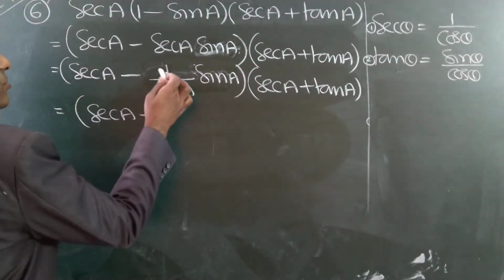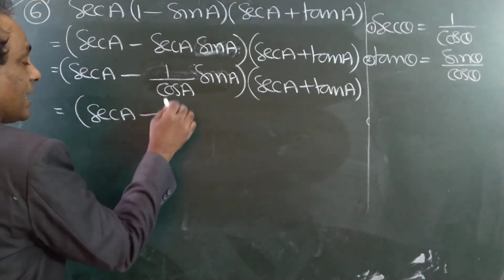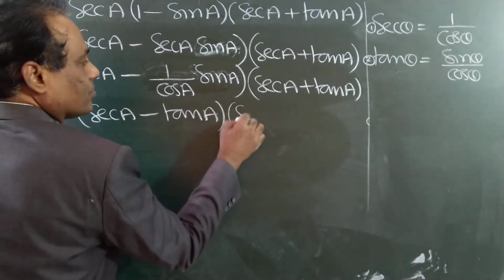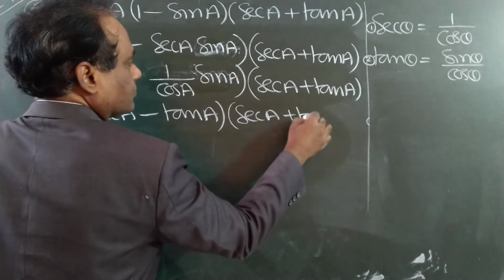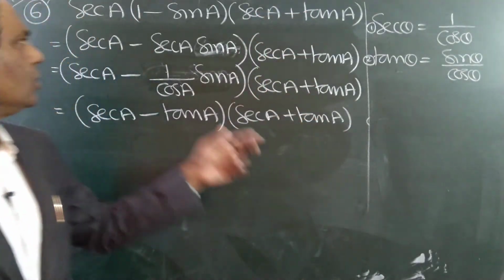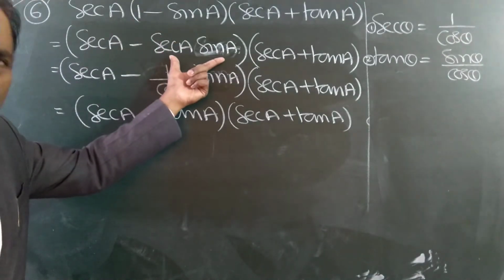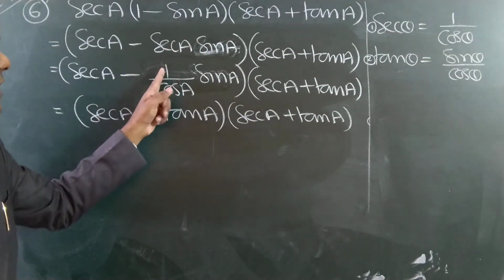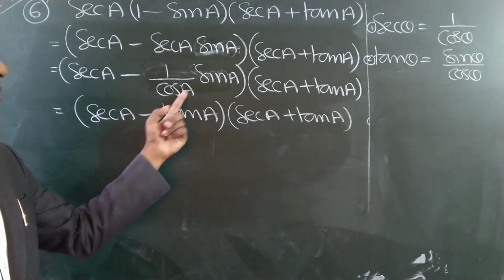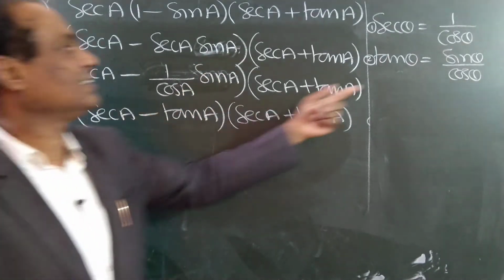I will write 1 more. 1 into sin is sin. Sin by cos is tan. This one is the same. Here, this I am keeping the same. Just I multiplied. For this only I am doing some simplification. Secant is written as 1 by cos, so that sin in the numerator, cos in the denominator, sin by cos is tan.